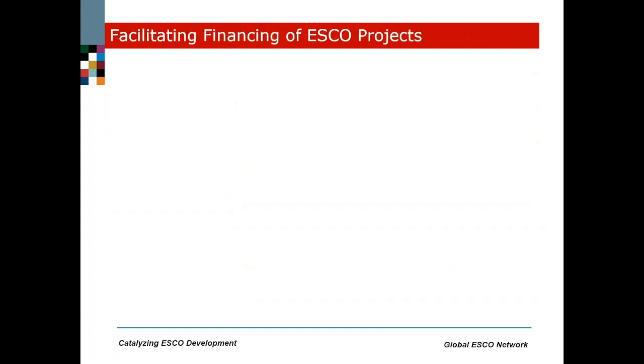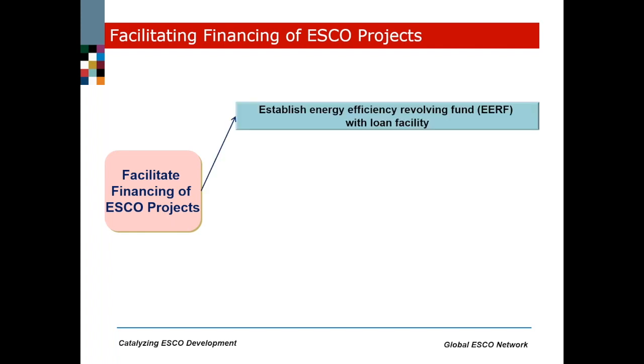The third area is financing. And as I mentioned earlier, financing is a critical challenge for ESCOs. So facilitating financing, establish energy efficiency revolving funds. In some countries in Eastern Europe, these have been developed. Bulgaria, Romania, Armenia are good examples. Also, these funds can provide loans to agencies that can undertake loans.